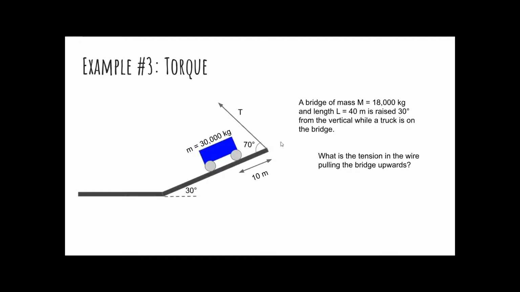The bridge itself has a length of 40 meters, and the car is parked about 10 meters from the top of the bridge. While the bridge is being raised up at a 30-degree angle, we want to find the tension in the wire that's pulling it upwards. So we're going to look at all the forces that are present, determine the torques, and figure out what the missing force is. So I will set up the whiteboard and we'll get started.